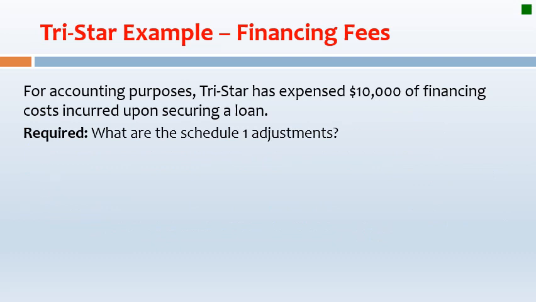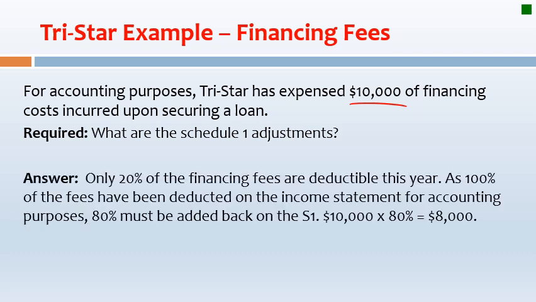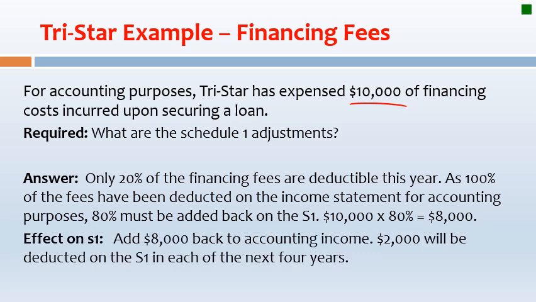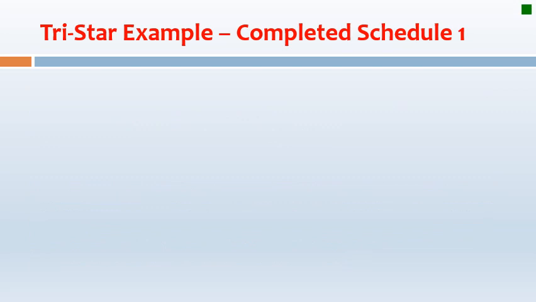Here's what that looks like in TriStar. We've got TriStar having expensed $10,000 of financing costs incurred upon securing a loan. So what kind of adjustments would we make on the Schedule 1? Well, the answer is that only 20% of those financing fees are deductible in the current year. Because 100% of those fees were deducted on the income statement for accounting, you have to add back 80%. 10,000 bucks times 80% is $8,000. The effect on the S1 is add $8,000 back to accounting income. In subsequent years, we're going to have $2,000 deducted on the Schedule 1, and that's going to be for the next 4 years.